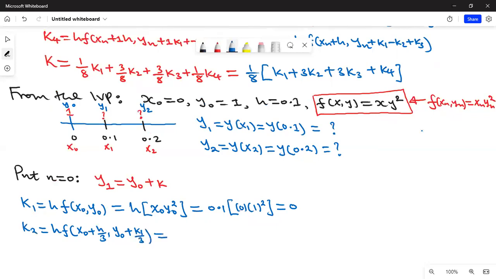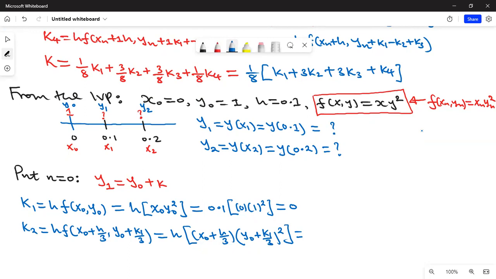And this is equals to h. Remember, our f of xy is equals to xy squared. So where there is x, I'm going to put x naught plus h over 3. And where there is y, I'm going to put y naught plus k1 over 3. So this will give us x naught plus h over 3 times y naught plus k1 over 3, and this is squared. Substitute the values of x naught, y naught, h, and k1, and then press in your calculator.